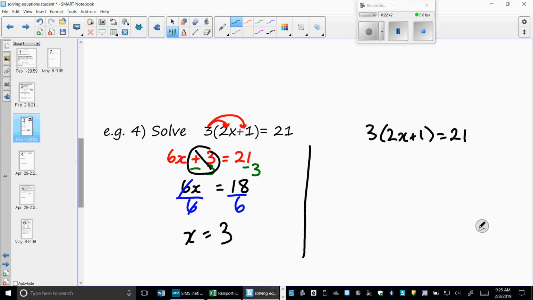Alright, so what's happening here? We said that this 3 was being multiplied by the bracket. And what did we say we would do to get rid of the multiply, which was divide? So we're going to divide this whole side by 3. And that means that those 3's can cancel each other out. So we're left with 2x plus 1. But now we have to work out what 21 divided by 3 is.